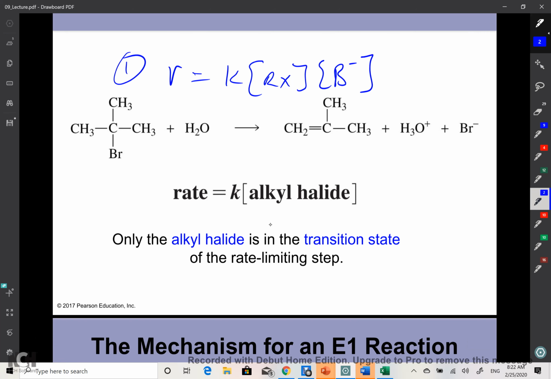It triples. Does that make sense for everyone? If I triple the concentration of the alkyl halide without affecting the concentration of the base, the reaction simply triples. But what if I triple the concentration of the alkyl halide and triple that of the base? What happens to the reaction? It increases by 9-fold. Does that make sense? So that's the way I want you guys to see that. What if I triple the concentration of the alkyl halide and double that of the base? What happens to the reaction?